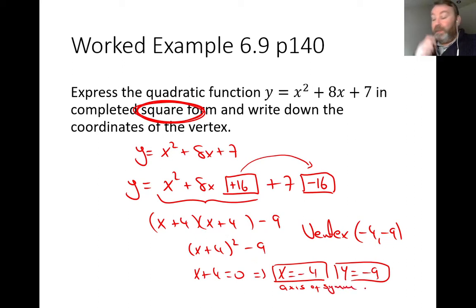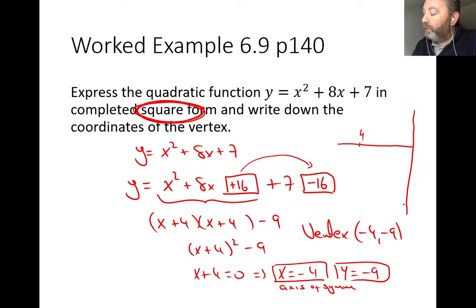That's it. Okay, so could I sketch this? Of course I could. Let's take a look and see. The vertex is (minus 4, minus 9). So we're back 4, down 9. So we're dealing with this part of the graph, just in case they ask you to sketch it. Back 4, down 9. So that means that the vertex is down here.